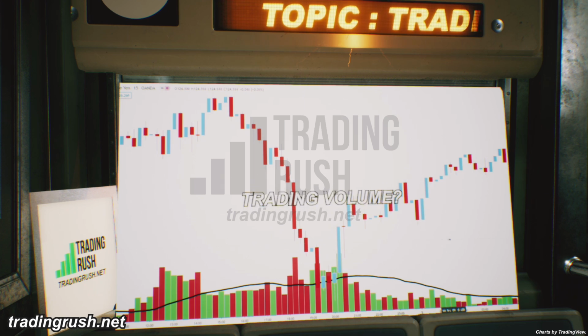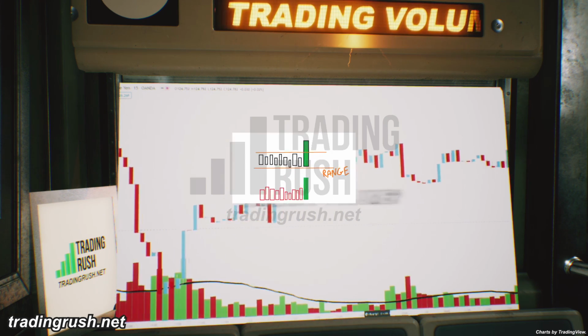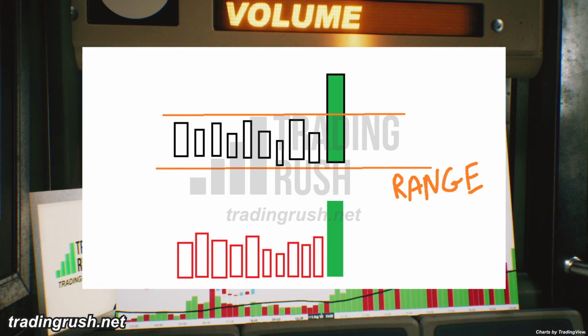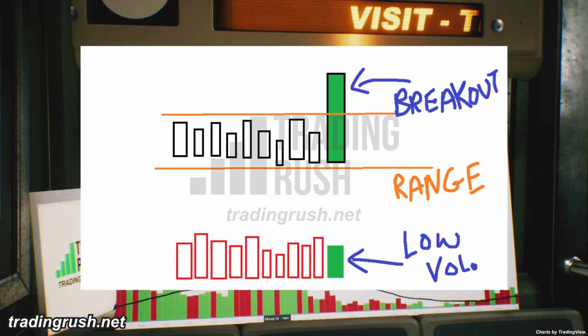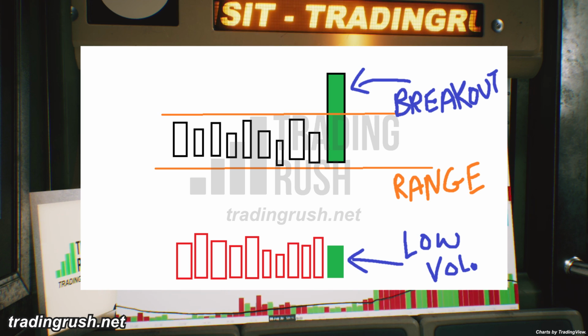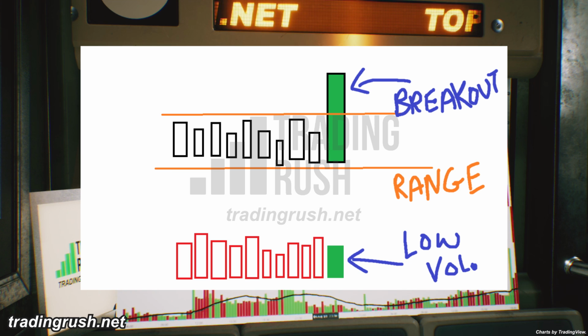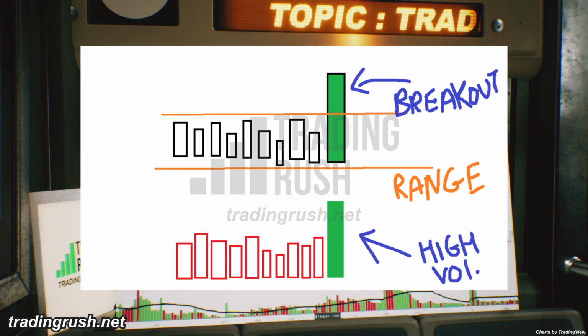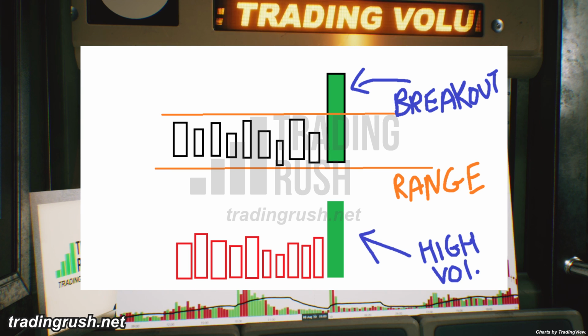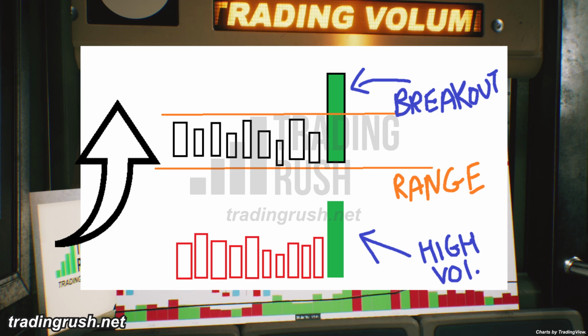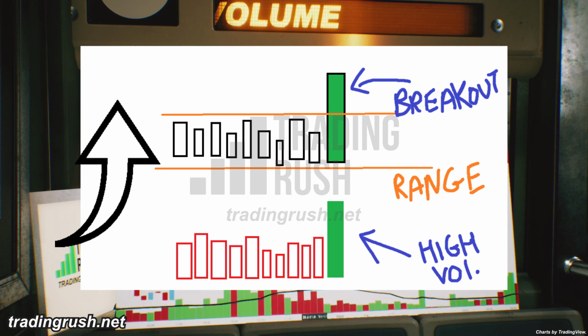Volume can also help you identify the false breakouts. If price is in a range for a while with a low volume, and you see a breakout with an average volume, it indicates a possibility of it being a false breakout. But if a candle breaks out of a range with higher than average volume, the chances of price moving further in the breakout direction becomes higher.